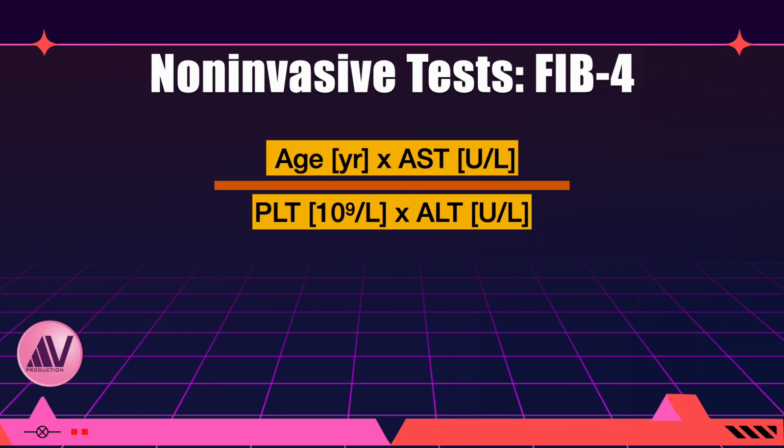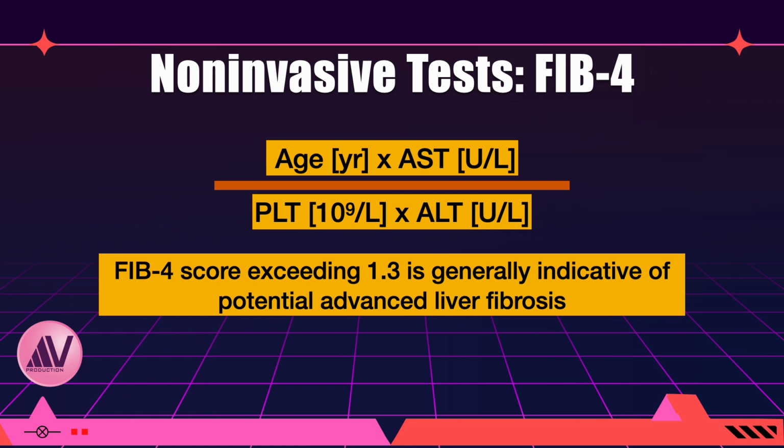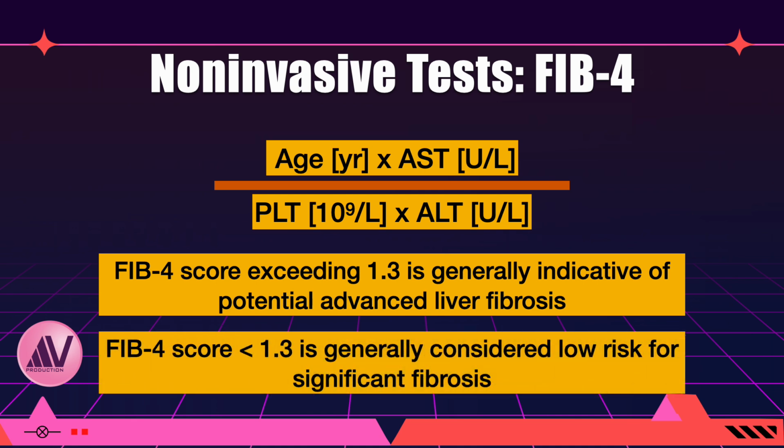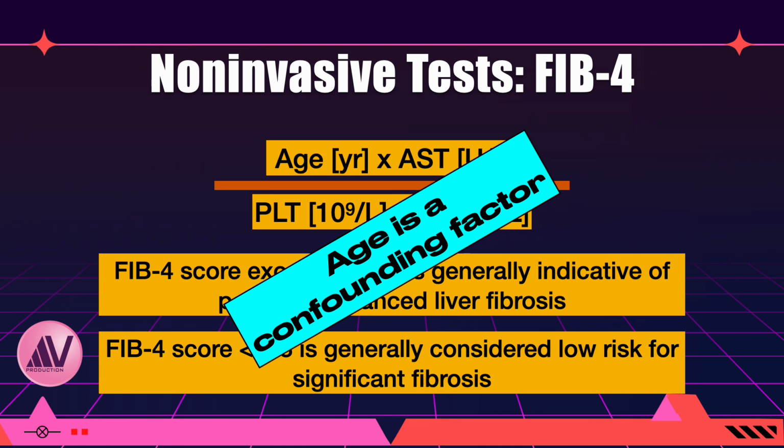A FIB4 score exceeding 1.3 is generally indicative of potential advanced liver fibrosis in patients with non-alcoholic fatty liver disease, suggesting a higher risk of non-alcoholic steatohepatitis NASH and necessitating further investigation with more definitive tests such as liver biopsy. Conversely, a score below 1.3 is typically considered low risk for significant fibrosis. However, it is important to note that the FIB4 score can be influenced by age, particularly in individuals over 65 years. Its accuracy may be limited.